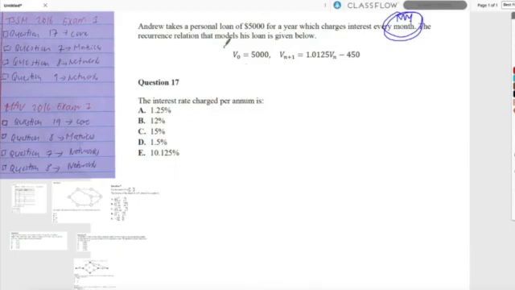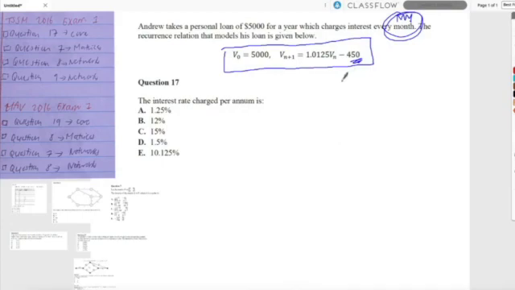Now, just because it's very good practice, think about what this means. He starts with 5,000. To get the next value, increase the previous value by 1.0125 and then take away 450. So we can see what's happening here. He gets charged interest on the amount owing at a rate of, there it is, I'll talk about that more in a second. And then he makes a regular repayment of 450 each week.